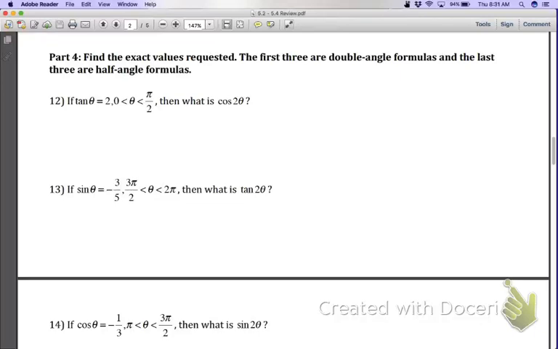All right, then on 12 it says find the exact value requested. First three are double angle formulas, and the last three are half angles. So 12, 13, 14 are all doubles, and then 15, 16, and 17 are all halves.